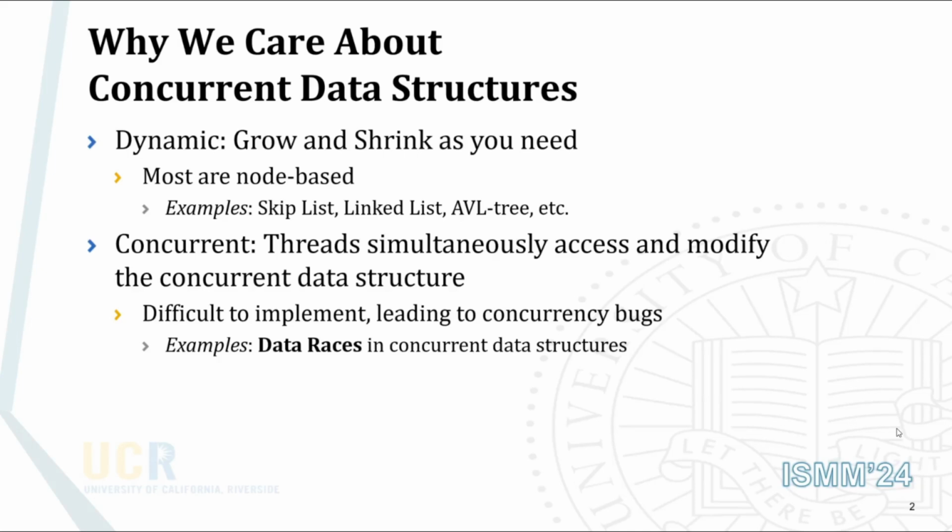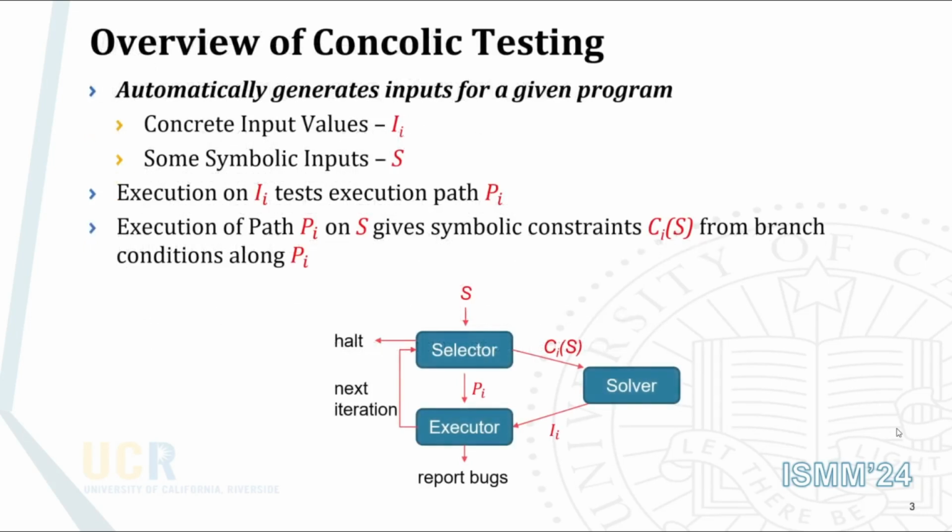Implementing those data structures correctly is tough due to concurrency bugs, especially data races. So we want a technique to help us automatically find bugs in multi-threaded programs. One powerful method is Concolic testing. Compared to random tests, Concolic testing uses symbolic inputs and a solver to solve the constraints to execute their paths, which gives a more reliable result.